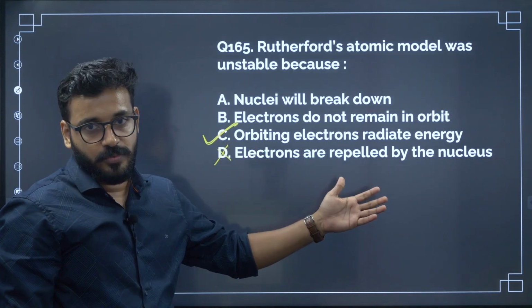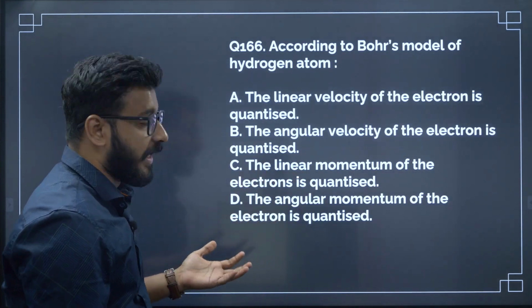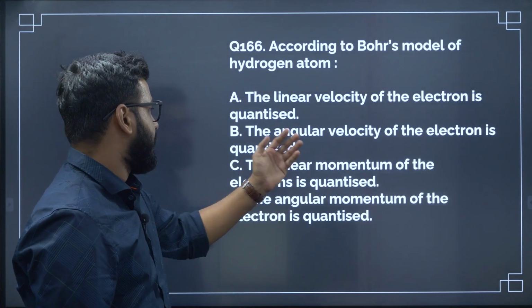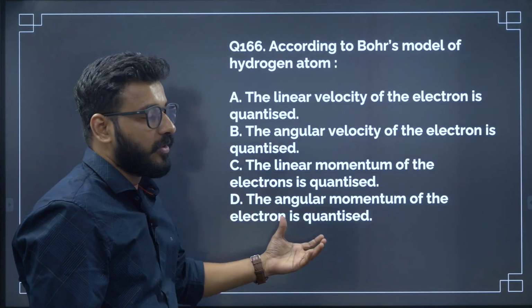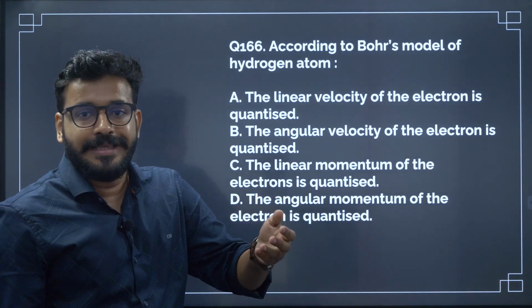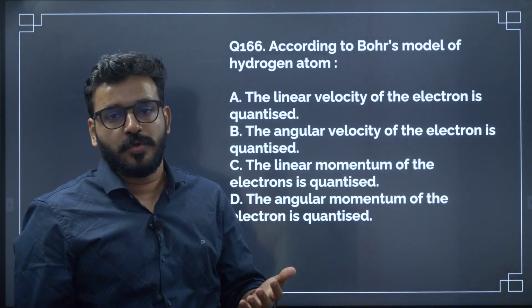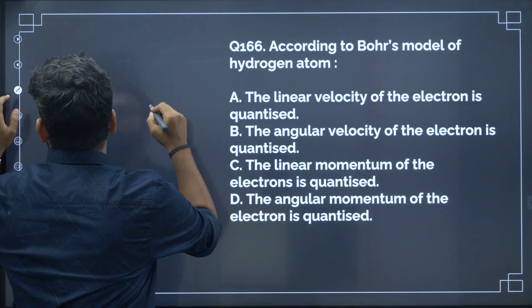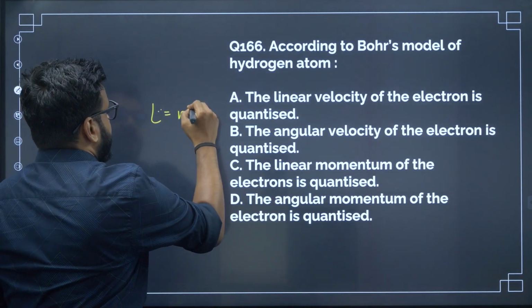Now let us look at the next question. Question number 166. According to Bohr's model of hydrogen atom, which of them is correct? Linear velocity is quantized, angular velocity is quantized, linear momentum is quantized, angular momentum is quantized. The second postulate exactly lets us know that the angular momentum is the one which is quantized, where L is equal to nh by 2 pi.